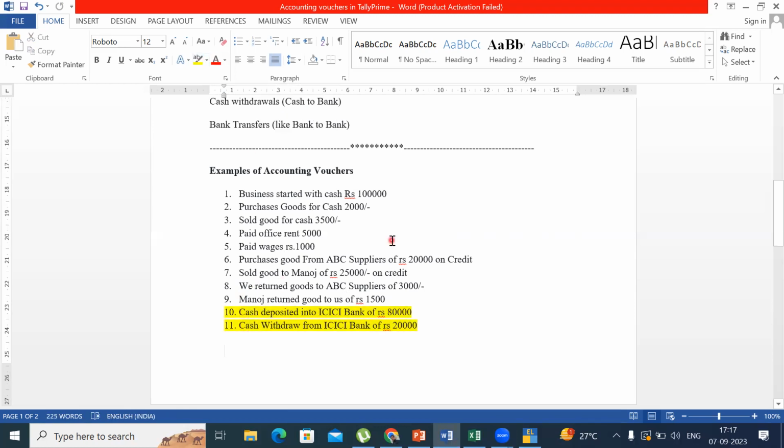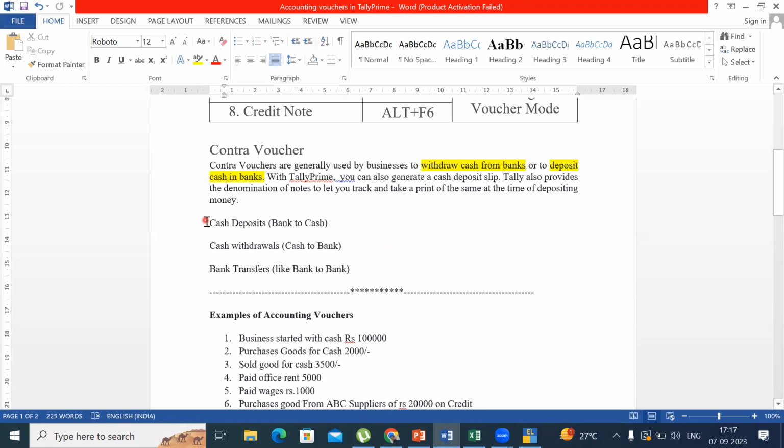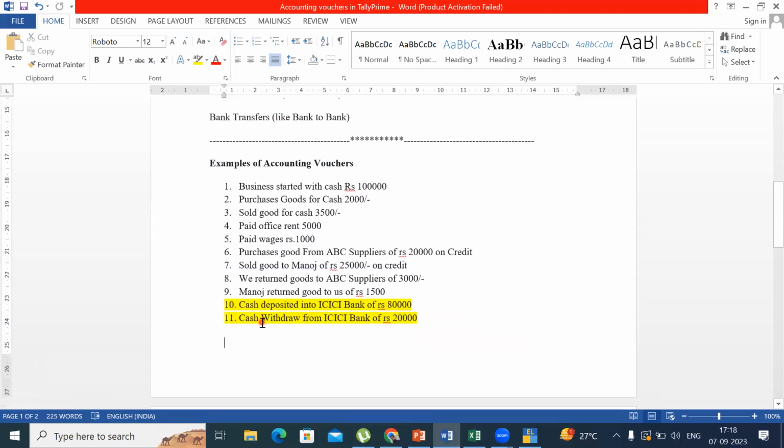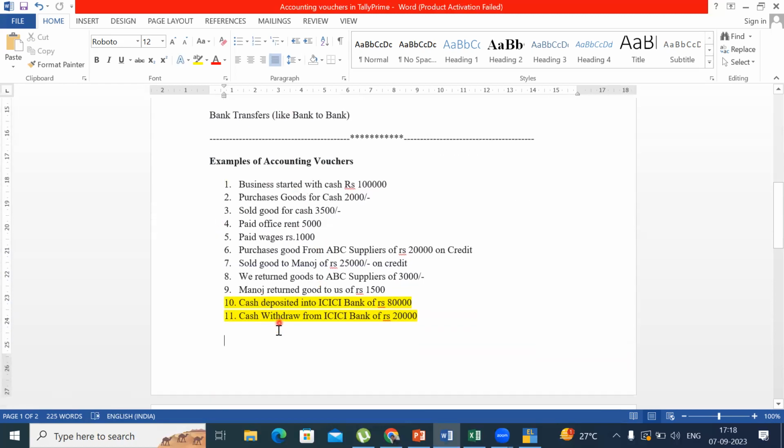So what are the cases of contra? There are three situations in contra: cash deposited, cash withdrawn, and bank transfer. The hints are cash to bank, bank to cash, or bank to bank. So these are all the relevant transactions we have to pass in the vouchers. How do we implement all these vouchers in Tally? I'll let you know the step-by-step process.